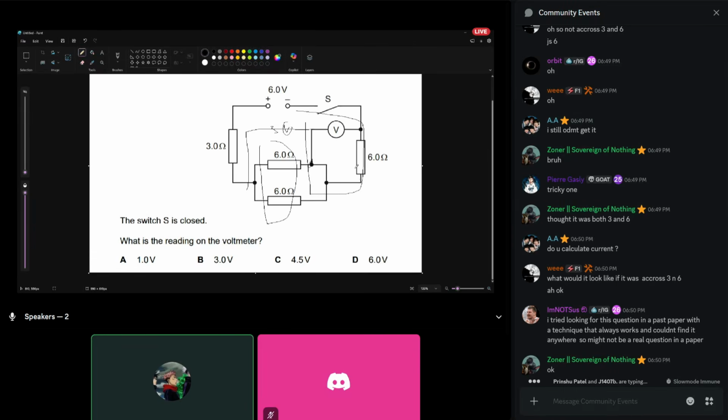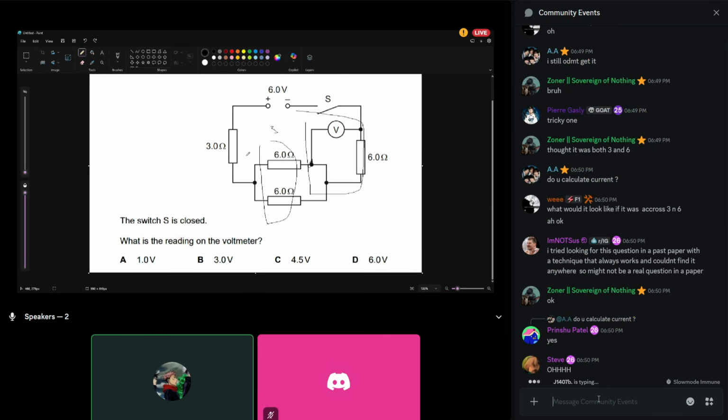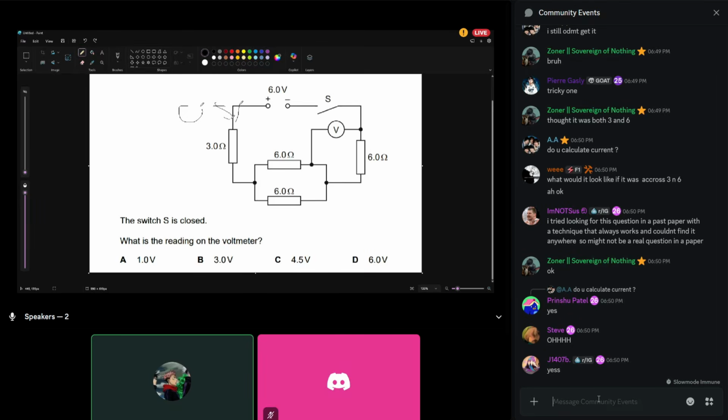Yes, you can calculate current. So find the entire thing: 3 plus 3 plus 6, 12. So 6 by 12, 0.5 amps. And then across the 6 ohms, V is equal to IR. So 0.5 times 6, 3. Done.